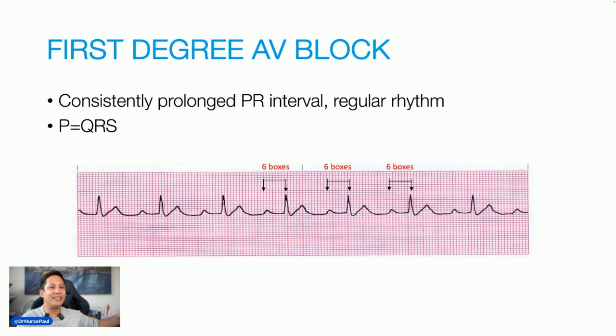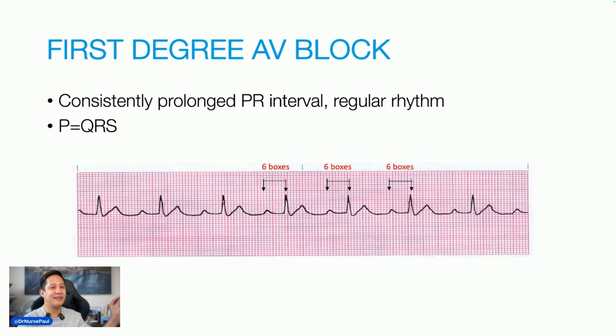First degree block. All right, yes, this is first degree block. Look at it closely. Again, rhythm, regular. QRS, normal, right? P waves, normal. PR interval, consistently prolonged. Is every P followed by QRS? Followed. Yes. Let's compare this.